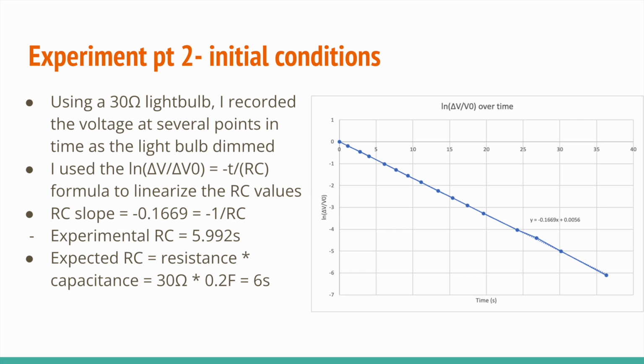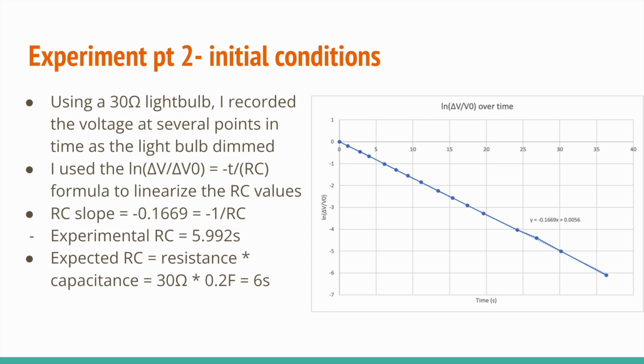I used the equation log of delta V over delta V initial equals negative time over RC in order to linearize the RC values. When I put this table into Excel, I found a slope of negative 0.1669. And we know that the slope is equal to negative 1 over RC. So that made the experimental value for RC 5.992 seconds. I meant the experimental RC value.